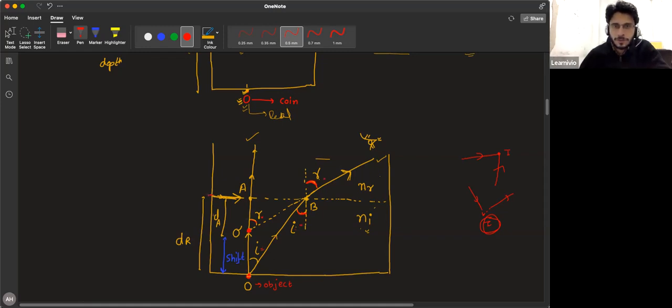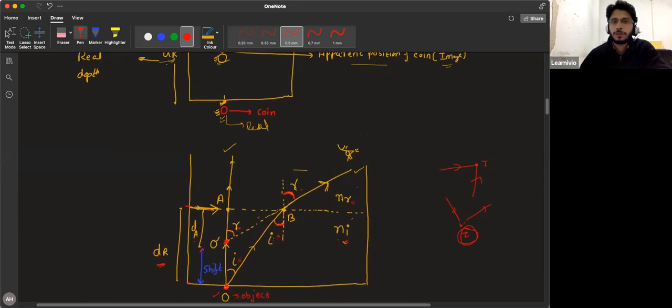From the surface to the object is the real depth. From the surface to this apparent position is the apparent depth. And the separation between the real position and the apparent position is known as shift. This is the distance through which your object shifts. This is the refractive index of the incident medium. This is the refractive index of the refracted medium. Note it down, please.